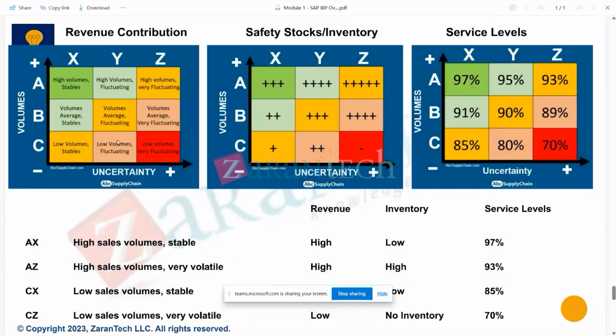Now if you extend this analysis further, then in the next box, what you see here is how your stocking policy or how your inventory should vary based on the segmentation of the customer. So for example, a customer in the category A who's buying high volumes and with a very certain demand, where X means high level of certainty and Z means very uncertain, low level of certainty. A customer who is falling in AX is buying huge volumes and the variability is low. For that, you need to have a very small amount of inventory. The 1, 2, 3 plus means it is a lesser amount of inventory.